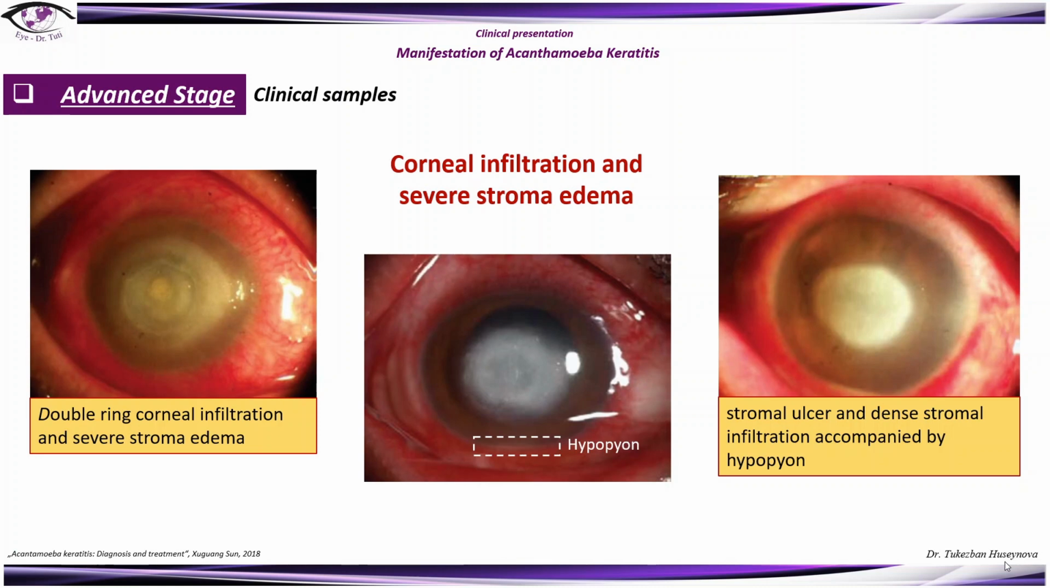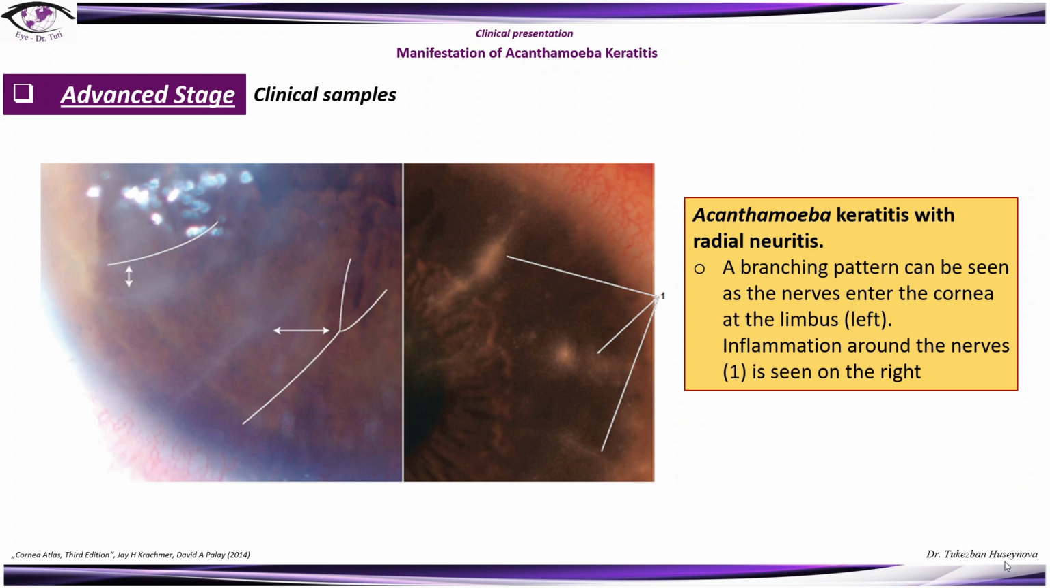So here we can see a corneal infiltration and severe stromal edema. Here, Acanthamoeba keratitis with a radial neuritis with a branching pattern, which can be seen as the nerves enter the cornea at the limbus.